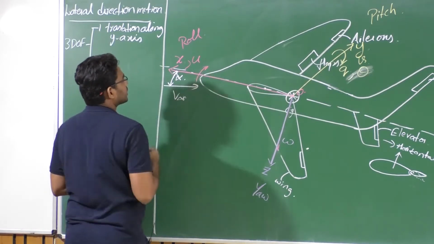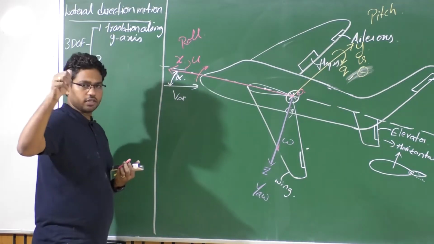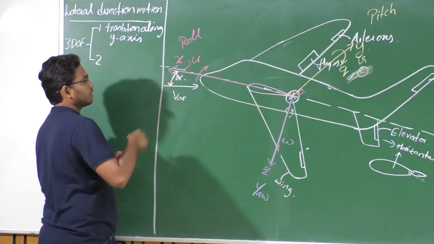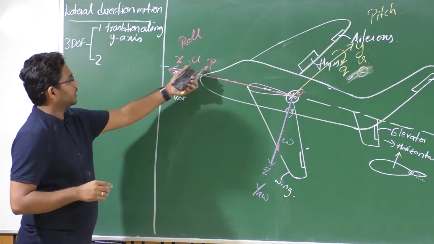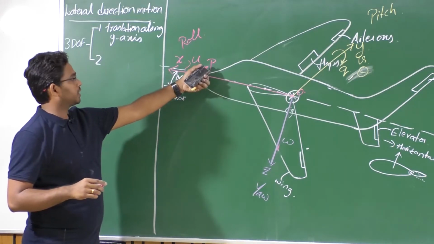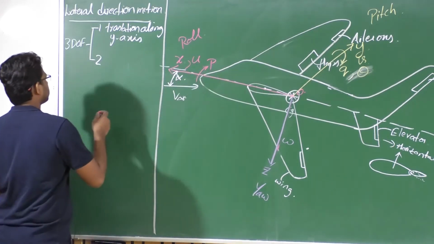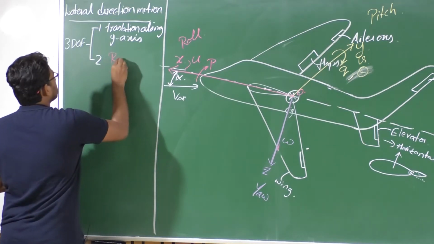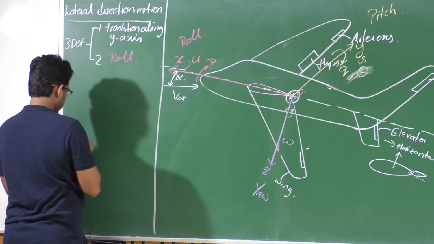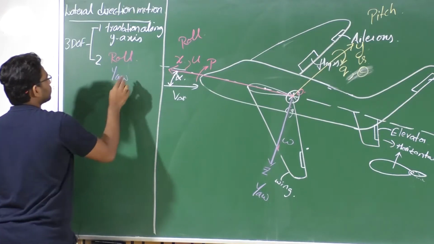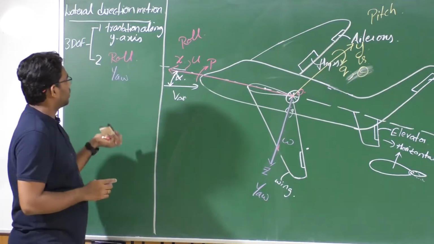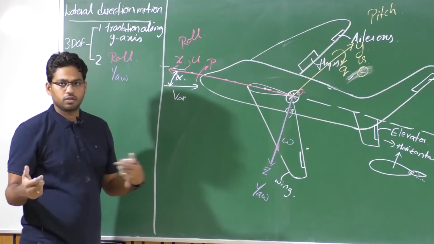The positive roll is given by this: stretch your thumb along the positive x-axis, and the curl of your fingers will give you the direction of positive roll. So the corresponding rate is the roll rate, given by P. So what you have is roll and yaw. So these two, rolling motion and yawing motion, are due to rotations.